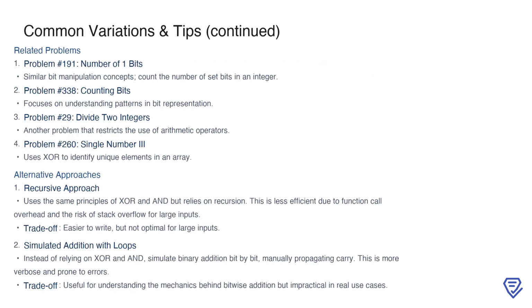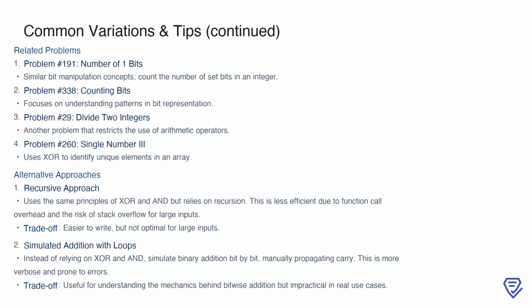Finally, let's look at some related problems and alternative approaches. There are several LeetCode problems that build on similar concepts. For instance, problem number 191, number of 1 bits, focuses on counting set bits, which heavily relies on bit manipulation. Problem number 338, counting bits, is about recognizing patterns in bit representation. Then there's problem number 29, divide two integers, which also restricts arithmetic operators, and problem number 260, single number 3, where XOR is used to identify unique elements in an array. These problems can help you deepen your understanding of bitwise operations.